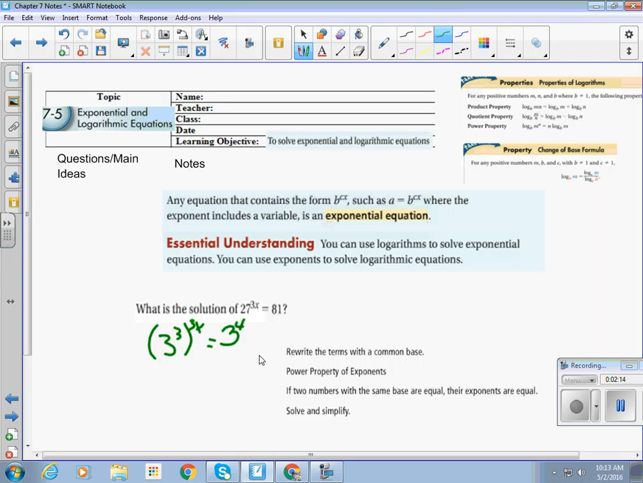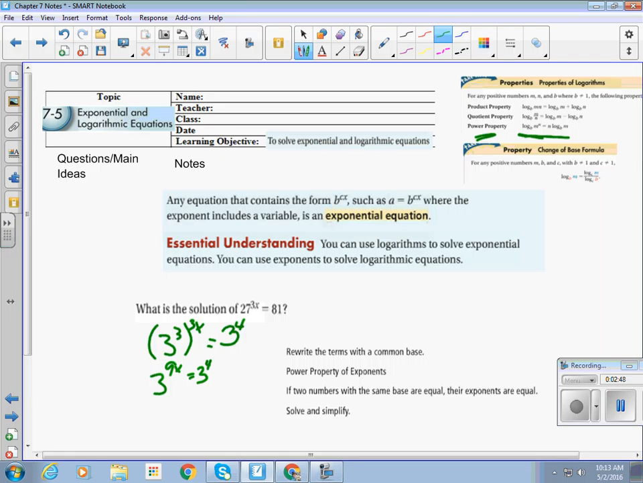The power property of exponents says if I raise a power to another power, I multiply the exponents together. So I'm going to go 3 to the 3 times 3x. 3 times 3x is 9x, equals 3 to the fourth.